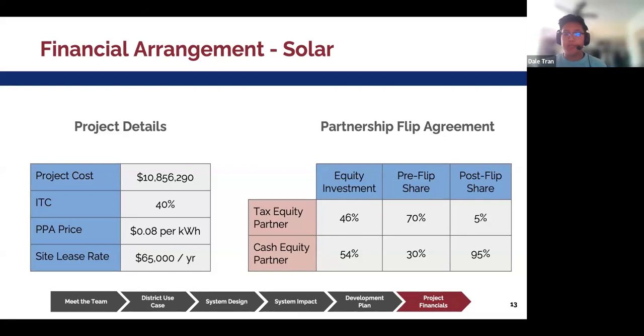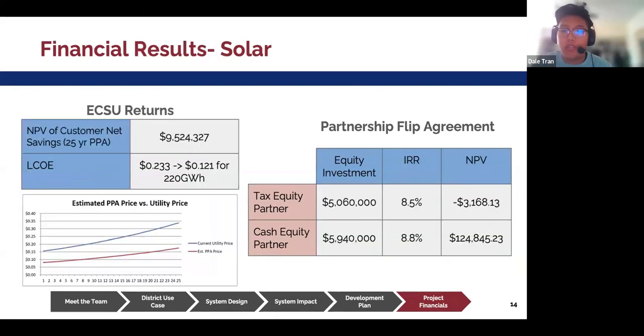Next slide, please. Keeping with the partnership flip on the right here, the tax equity partner meets their target IRR of 8.5% after an equity investment of about $5 million. And as we can see, the cash equity partner or the developer would return 8.8%. Without tax equity, this number would only be 7.4% for the developer. So we see that tax equity provides significant gains for the developer at hand.